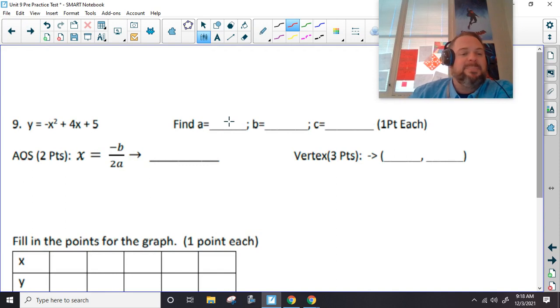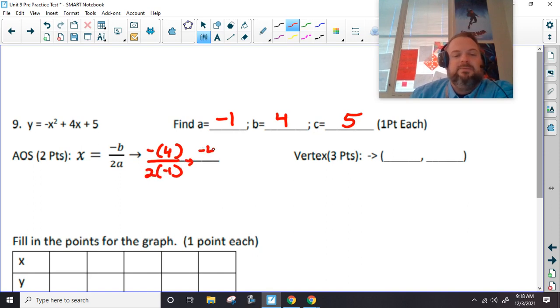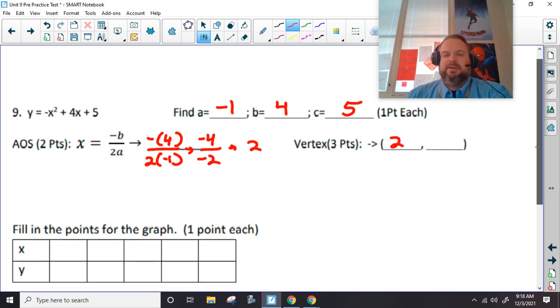Moving on to number 9. What is our A? Negative 1. Very good. What is our B? What is our C? 5. All right. So if we plug this in, we get negative 4 over negative 2 this time, which gives us 2. All right. So we can plug this 2 in right here for the x of our vertex.